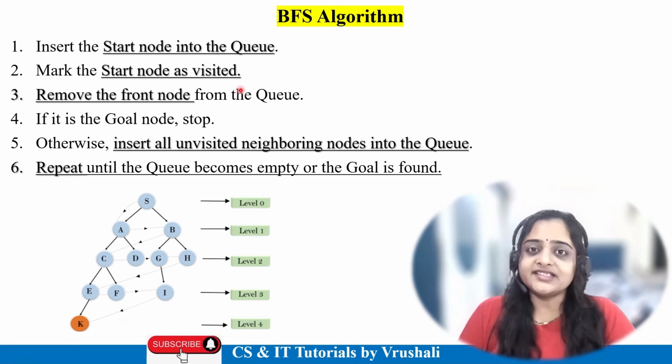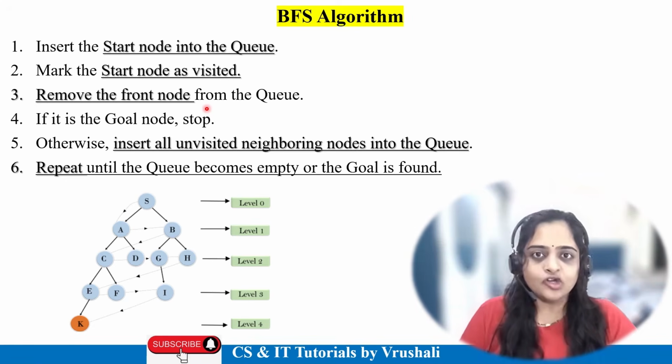Now, these are the algorithm steps that we have just used while solving the example. Insert the starting node into the queue, then mark this node as visited. Remove the node from the front part of the queue, then insert all unvisited neighboring nodes into the queue, and repeat this step, right? So these are the same algorithm steps that we used while solving the example.